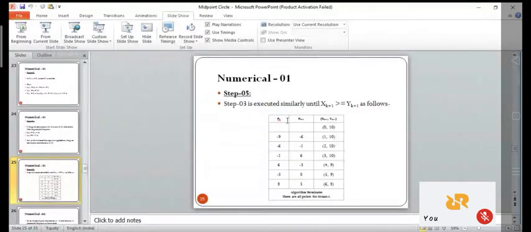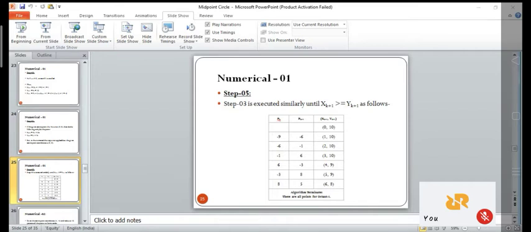Step 5 you are going to perform. This step 5 is purely based on step 3. So till when you are going to perform it? Till this particular condition gets satisfied, that is x of k plus 1 is greater than or equal to y of k plus 1. Till this condition is satisfied, you are going to keep on performing it. Is that clear? Any doubt over here so far?